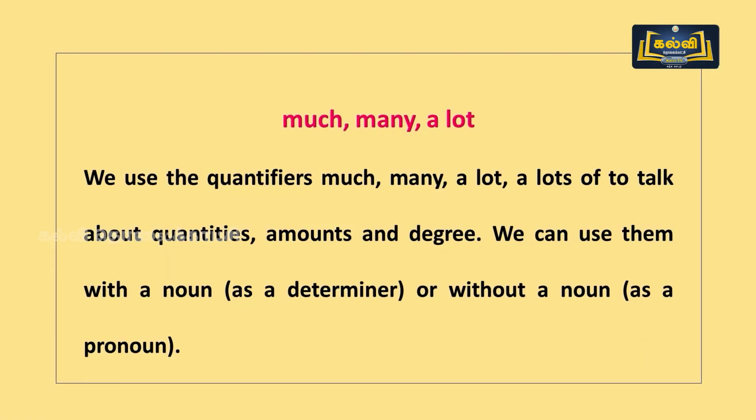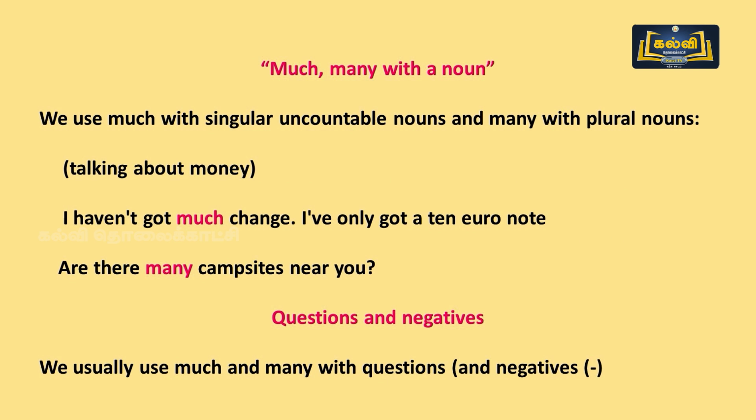Now we shall move to much, many with a noun. We use the quantifiers much, many, a lot of, lots of to talk about quantities, amounts and degree. We can use them with a noun or without a noun, as a pronoun. Much, many with a noun: we use much with singular uncountable nouns and many with plural nouns.